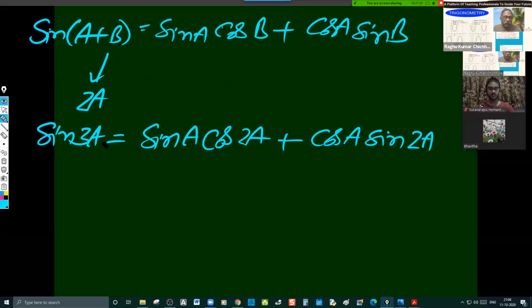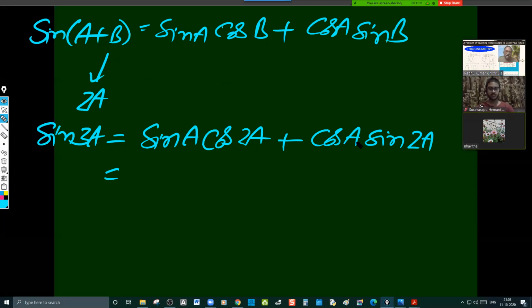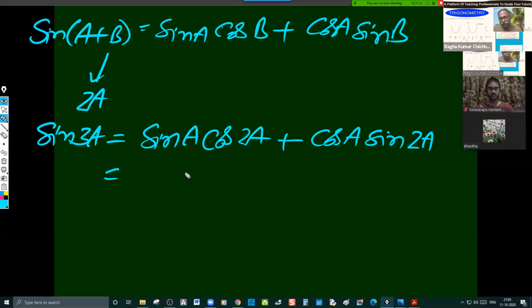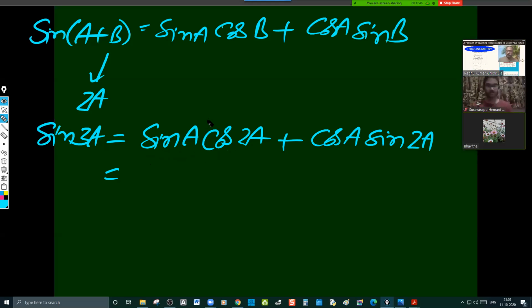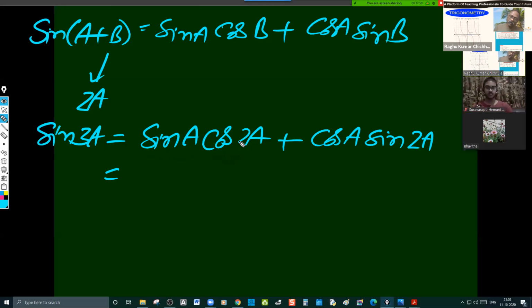Bhavita, can you help me out in simplifying this? I want to get this totally in terms of sine, because of the sine 3a formula. Do you know the sine 3a formula, Bhavita? 3 sin A minus 4 sin cube A. You know that. Then just help me out in simplifying this to that form.